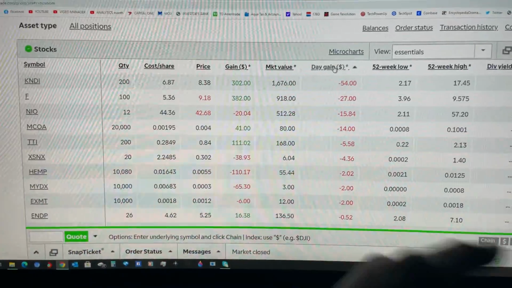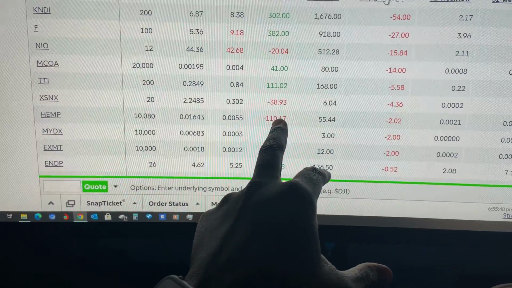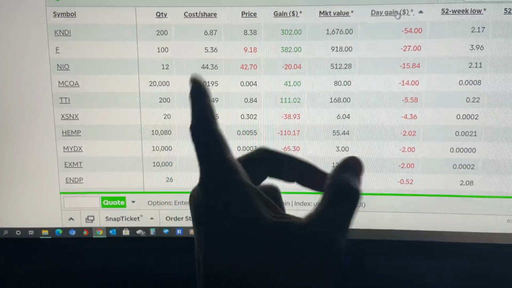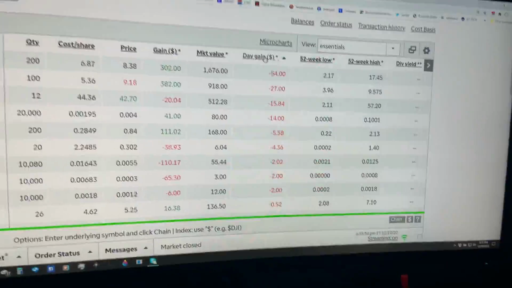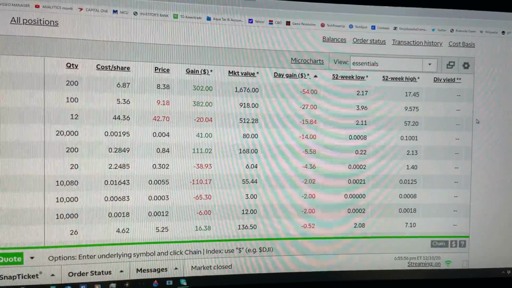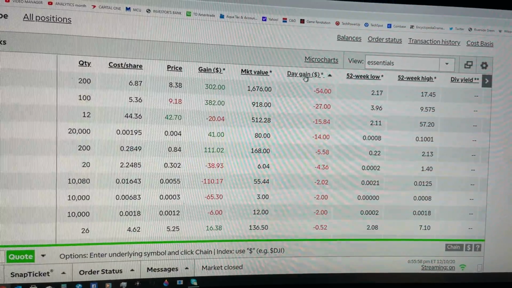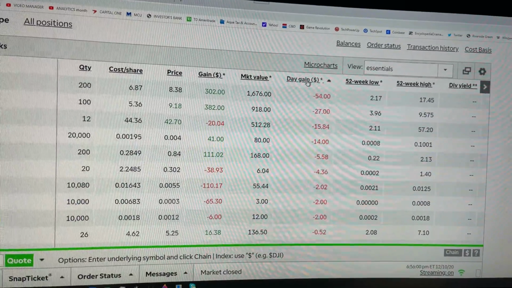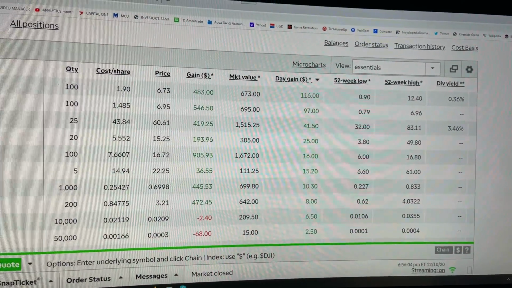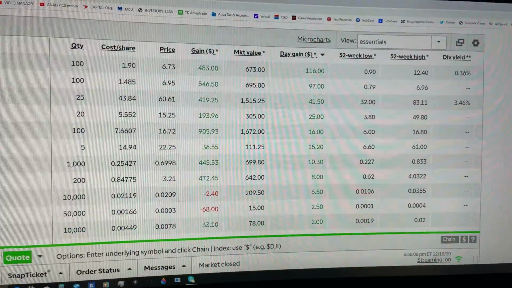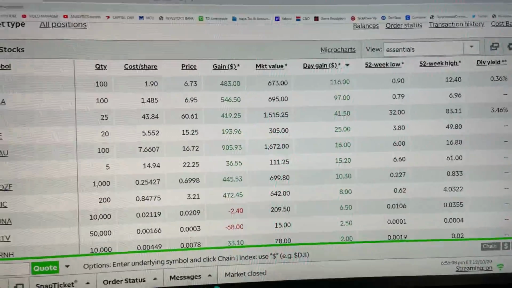Hemp was down $2.02, so I'm down $110 total on hemp, 10,000 shares. I'm not worried about it. I'm waiting for President Kamala Harris to take over and throw Donald Trump and his stupid, ridiculous, trash family out of the White House. And then once they legalize marijuana, I'm not even going to worry about it.